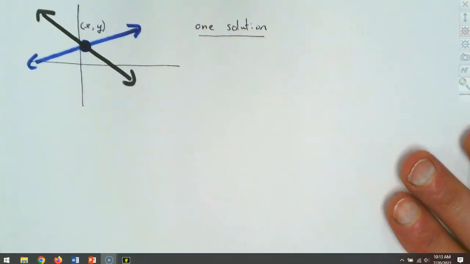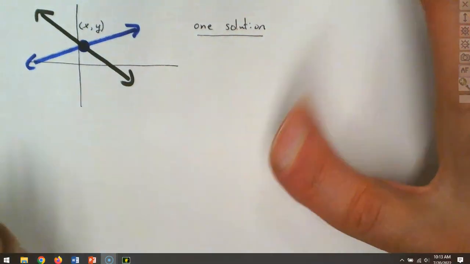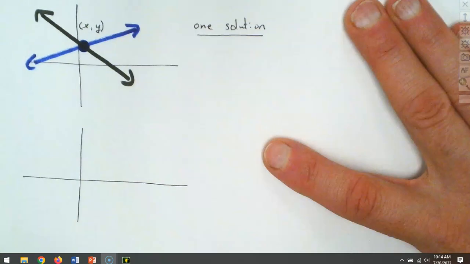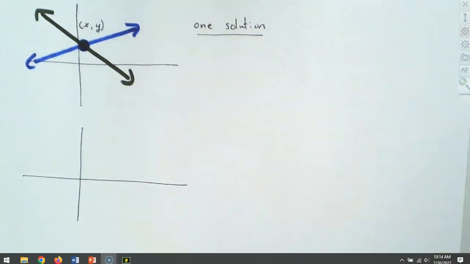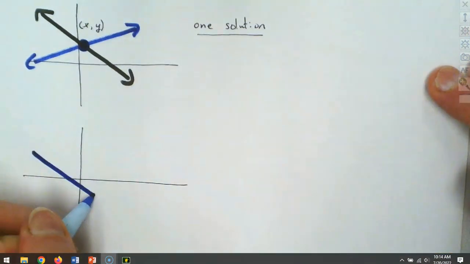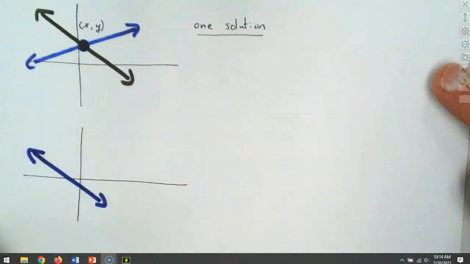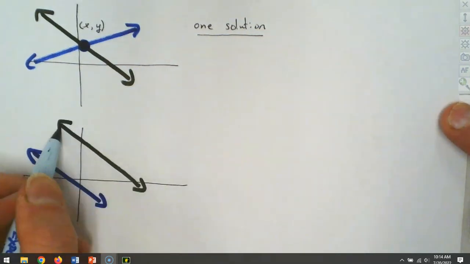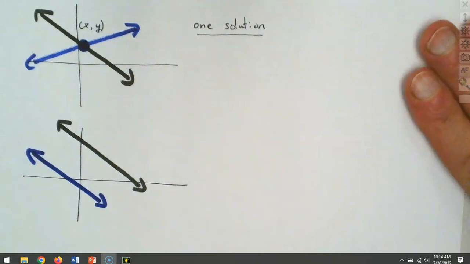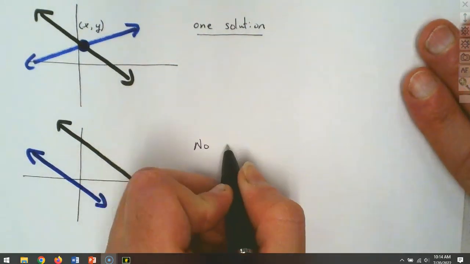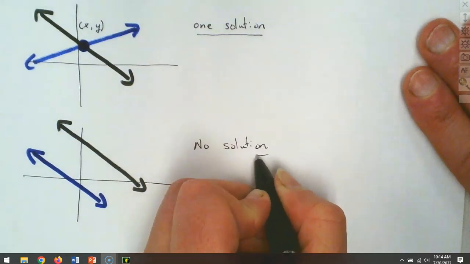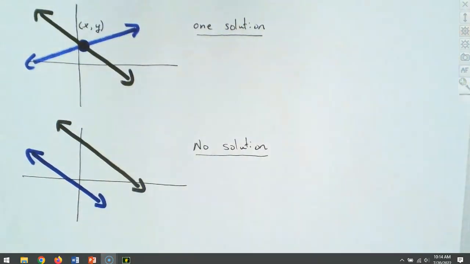You can also have no solution. And how would you have no solution? Well, that would mean they never cross. When we look at two lines that never cross, these are parallel. Remember, parallel lines are never going to cross. So this would have no solution.